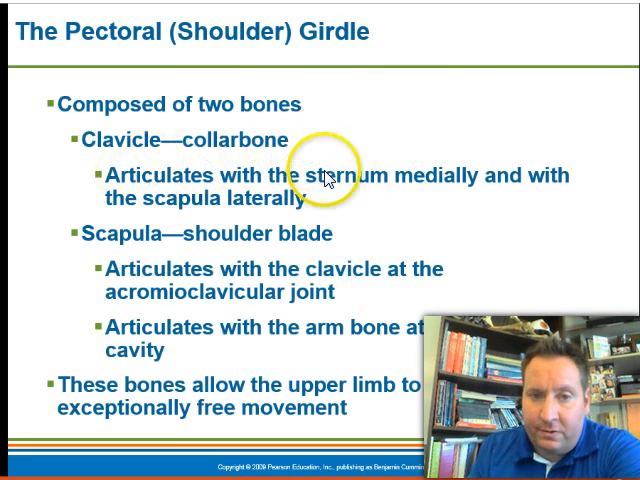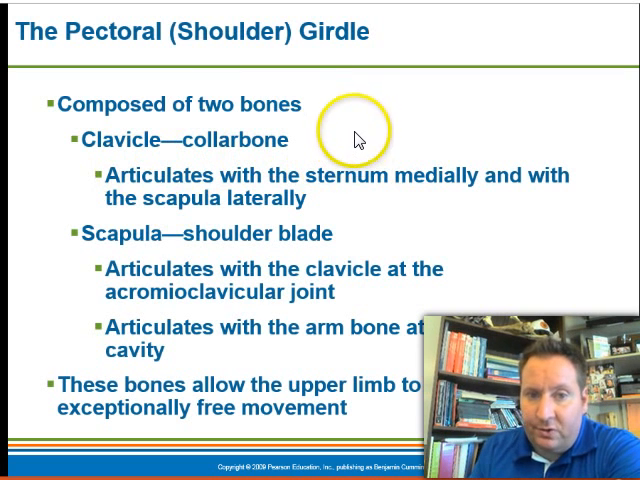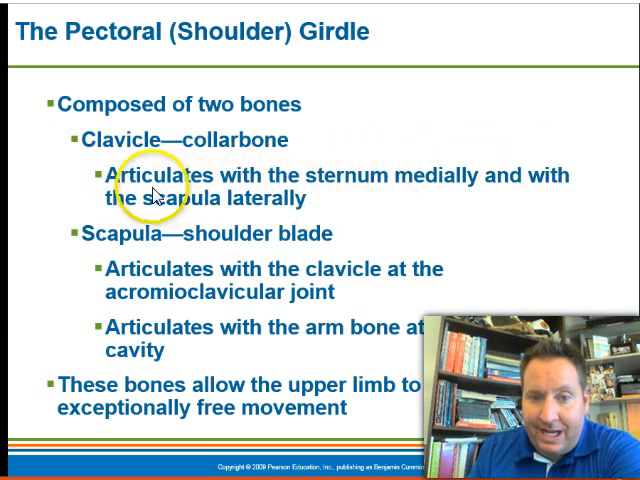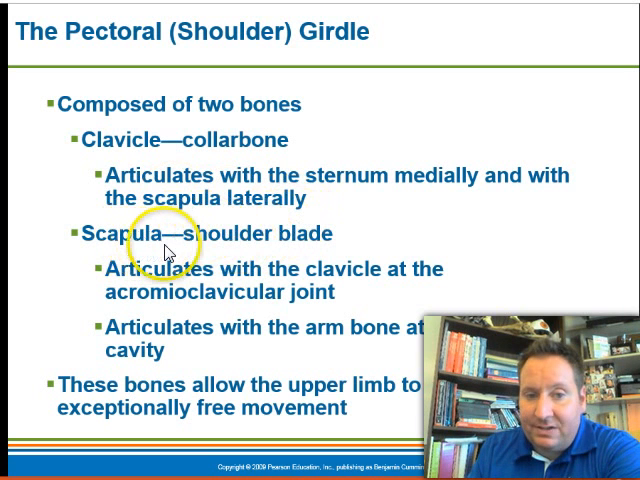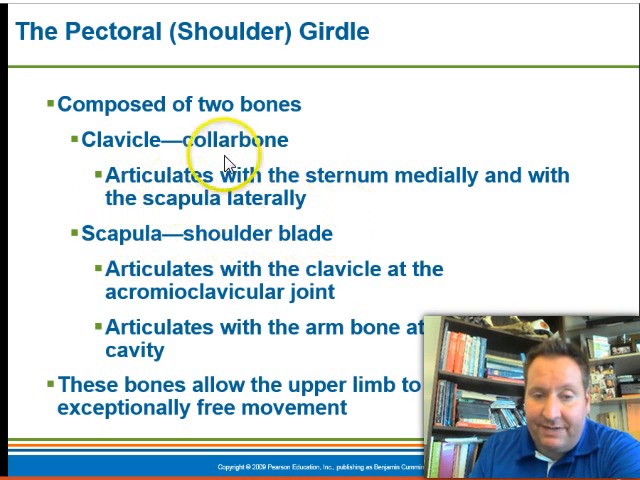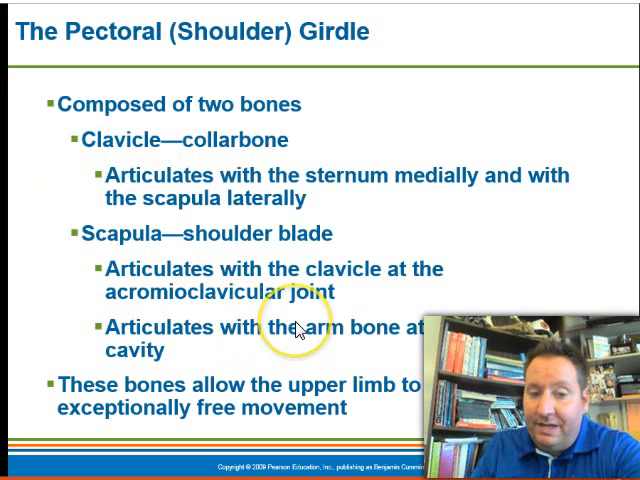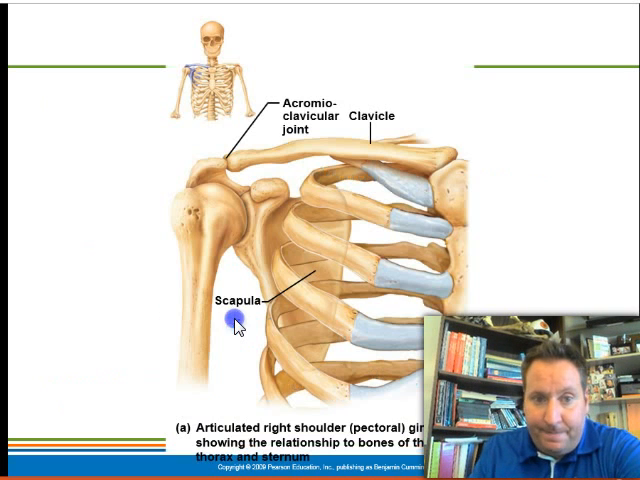Take a look at the pectoral girdle. It's also called your shoulder girdle. It's composed of 2 bones: the collarbone, and then the scapula. The clavicle is going to articulate medially with the sternum, and then laterally it articulates with the scapula. The scapula is also known as your shoulder blade. The clavicle is also known as your collarbone. These bones allow for the upper limb to have exceptional free movement.